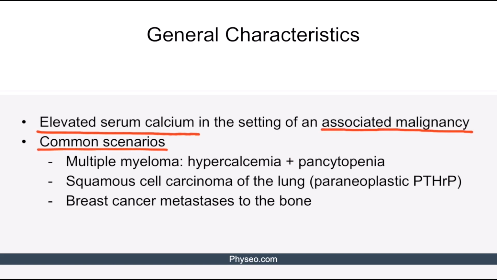Common scenarios include multiple myeloma, and that usually presents as hypercalcemia with pancytopenia, and squamous cell carcinoma of the lung, which is associated with the paraneoplastic production of parathyroid hormone-related peptide, or PTH-RP, and lastly, breast cancer metastases to the bone. So all of these things are common scenarios for hypercalcemia of malignancy.